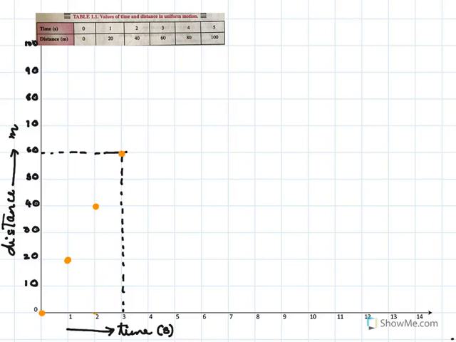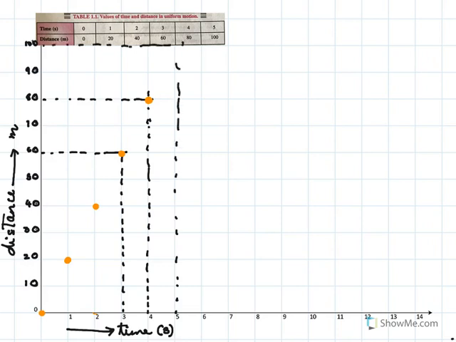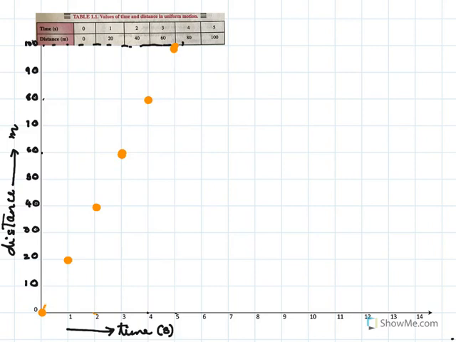At 4 seconds it is 80. So this is 4 seconds here and this is 80 here. So here is the point. At 5 seconds it is 100. So this is 5 seconds along this line and 100 is along this. So the point will be here at the 5th second. And now when we join, this will be our distance time graph and it will be a straight line.